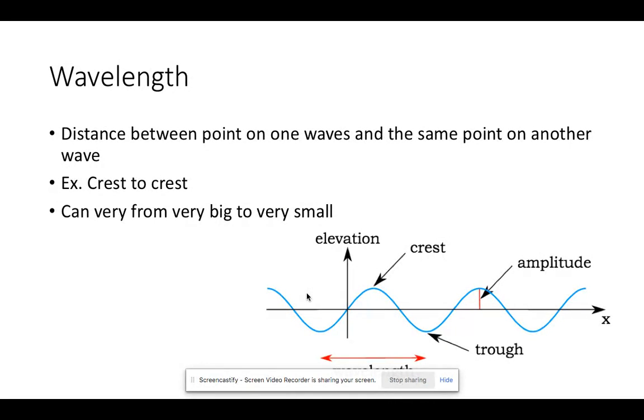So wavelength is the distance between a point on one wave and the same point on another wave. For example, from the top of each wave, or crest, to the next crest. So that would be one wavelength. Or trough to trough. So that would be another wavelength. So this picture down here, this arrow shows trough to trough. And they can vary from being very big to very small.